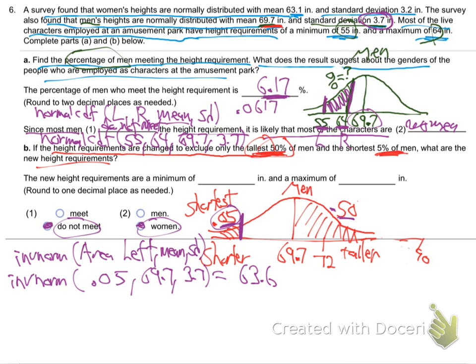Now let's find this other spot. Oh, we already have this spot. That's 69.7. So this is 63.6, 69.7. Those are the two spots on the curve, right? Because this is the middle, because it's got 50% of the curve to the right. The tallest 50% are to the right of the middle. We already have the middle, 69.7. So the new height requirements are a minimum of 63.6 and a max of 69.7. That's the new height requirements on part B.